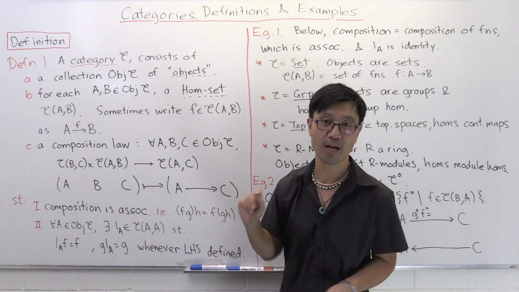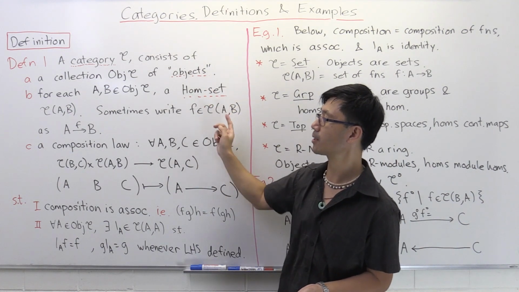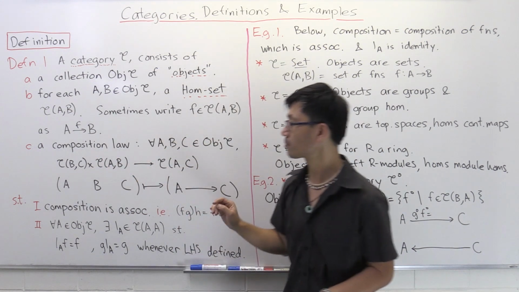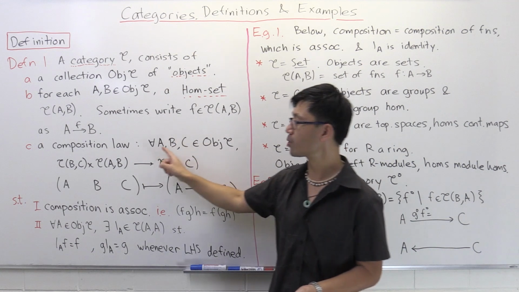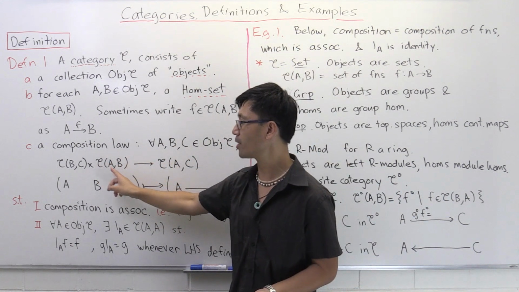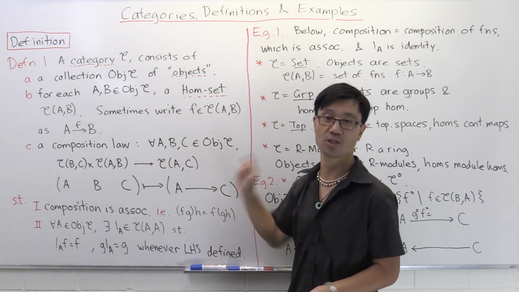And the third piece of data is how we can combine Homs together. This is a set of Homs, or a set of morphisms, and so that's the composition law. That occurs in this context here. Suppose we're given three objects, A, B, and C, and you're given a Hom from A to B and a Hom from B to C, then you can combine them to get a Hom from A to C.